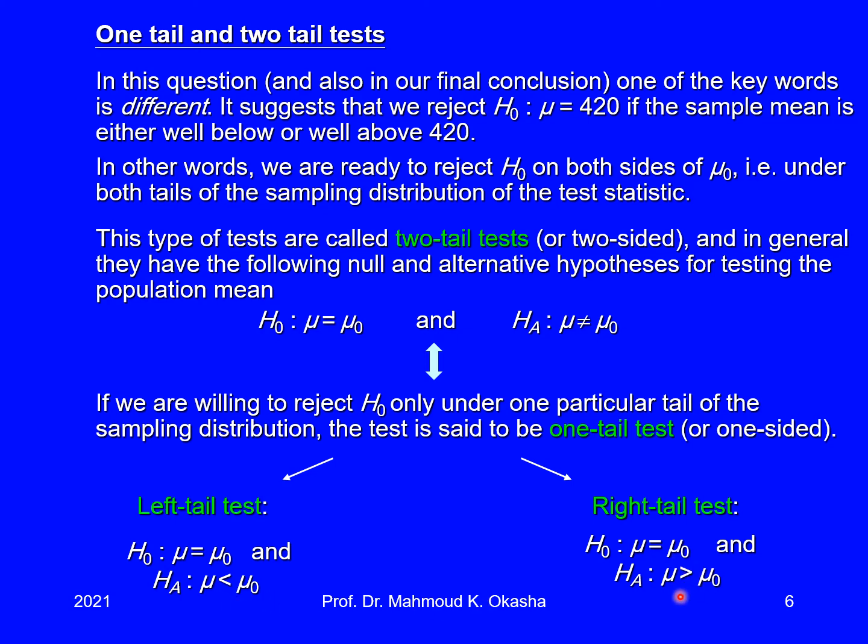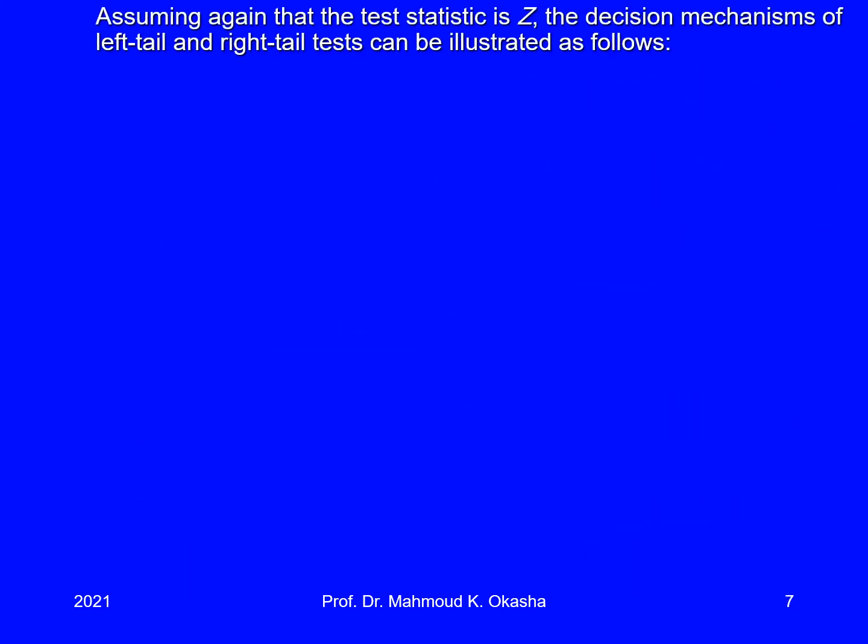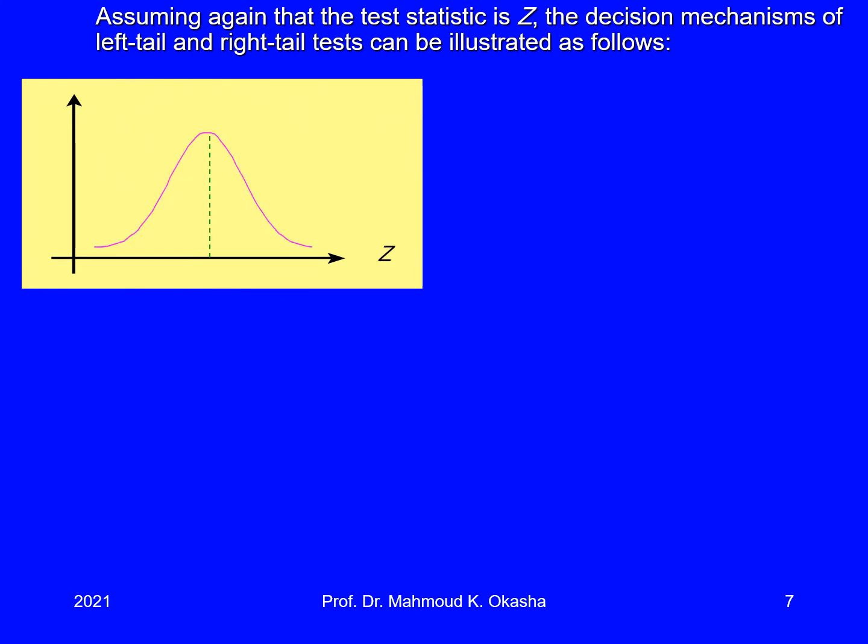And in the other case, if mu is greater than mu naught, we call it a right-tail test, because the rejection region is on the right. All the rejection region will be on the right. So all of alpha will be either on the left in the first case, or all of alpha will be on the right. Right? So assuming again the test statistic Z, the decision mechanism of the left-tail and right-tail tests can be illustrated in the following.